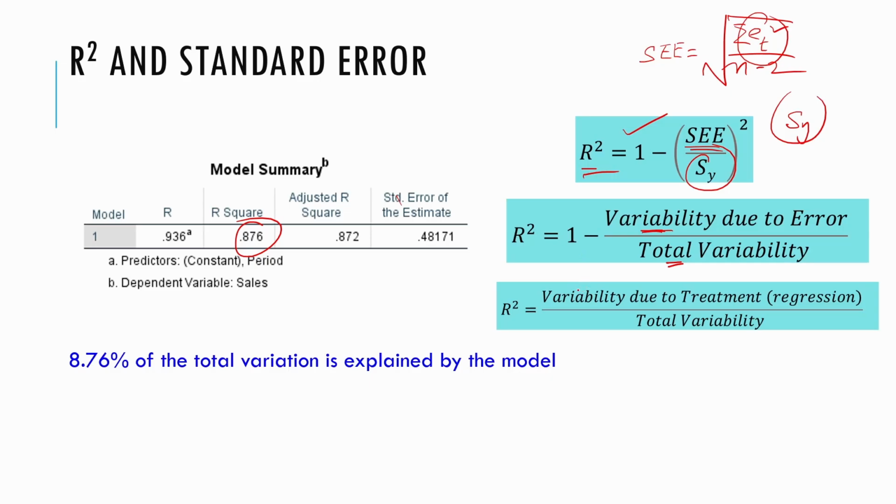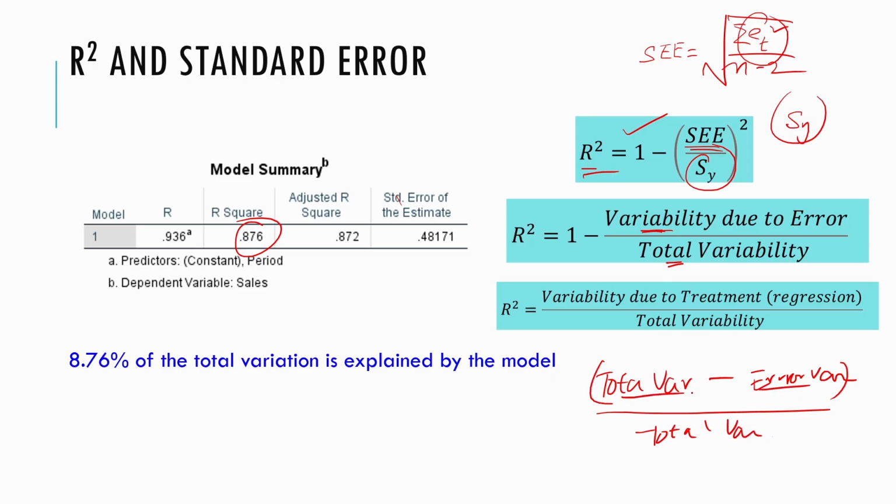So if you just arrange this in a different way, that means in the numerator, the total variability minus the error variability, divided by total variability. So if you subtract the error variability from the total variability, that gives you the variability due to treatment or regression. So therefore, the interpretation of R square is the ratio of variability due to treatment by the total variability. That means the percentage of total variation that can be explained by the model. So the numerator is the explained part and this is the unexplained or the error part. So the R square value gives you the variability of the treatment part, that means the regression part.